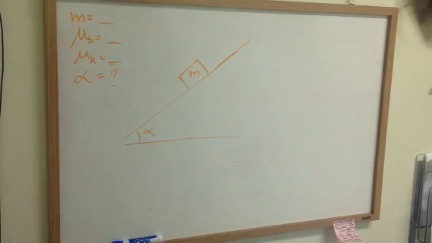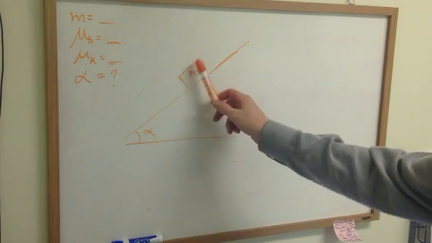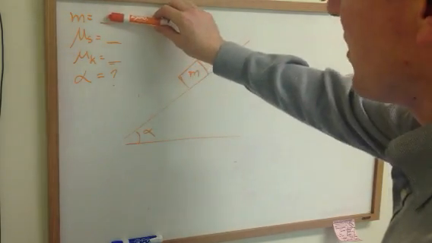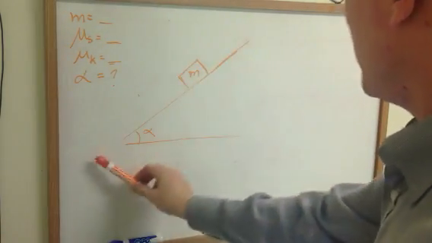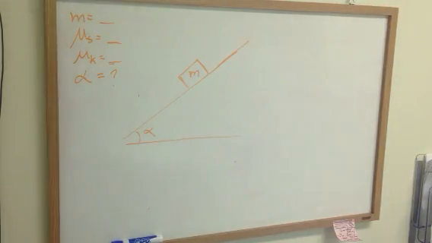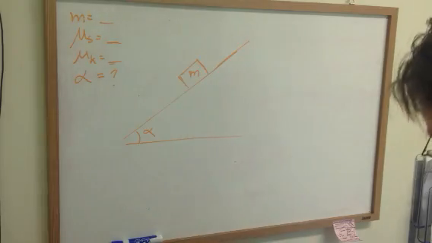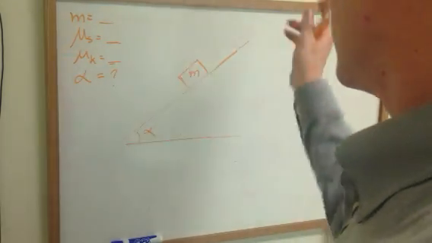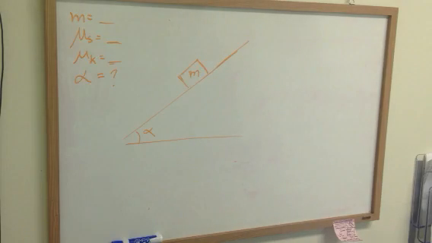This question is about a box loaded with textbooks. It has some weight. You're given a weight. It's on a ramp. The ramp has some angle. And this angle is increased until it first starts to slide. And the question is, at what angle does it start to slide?